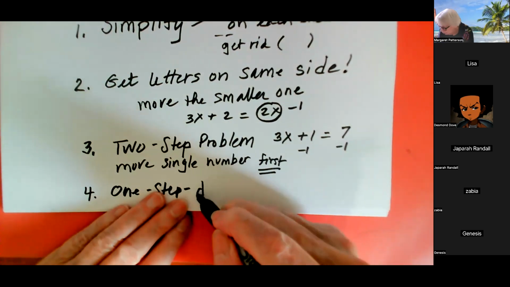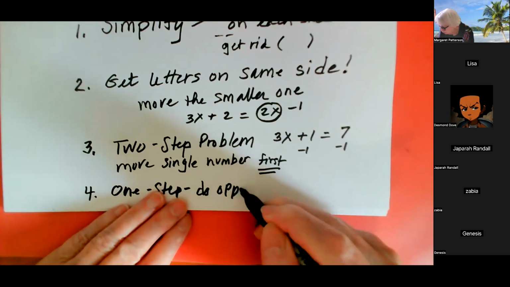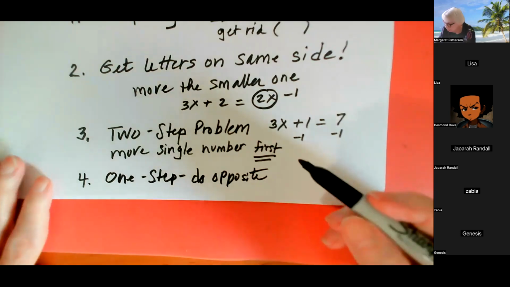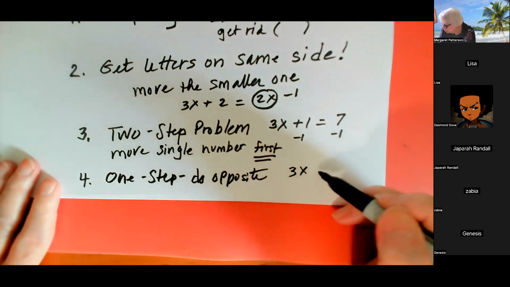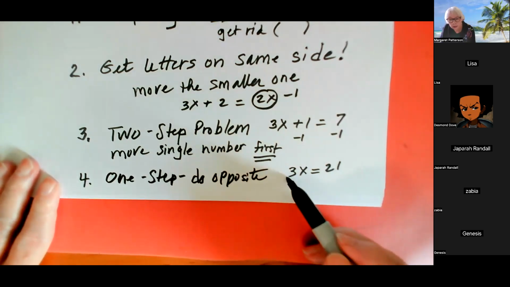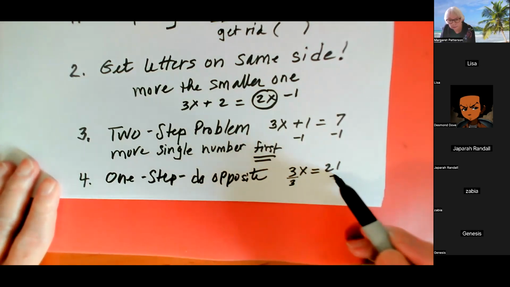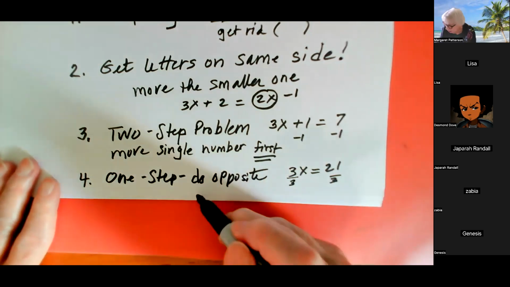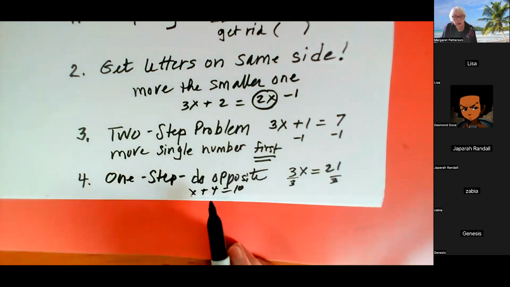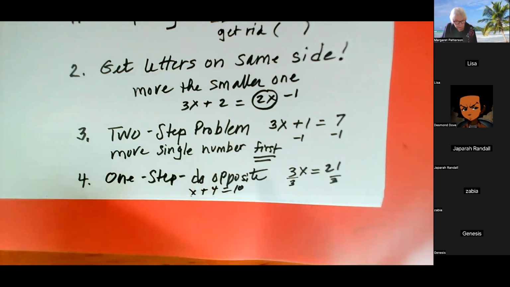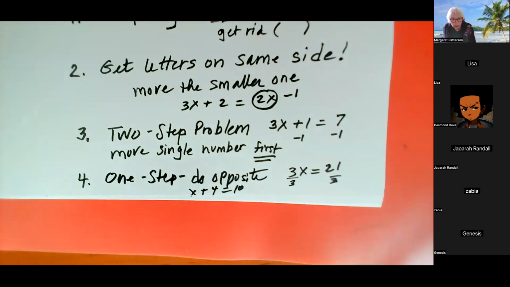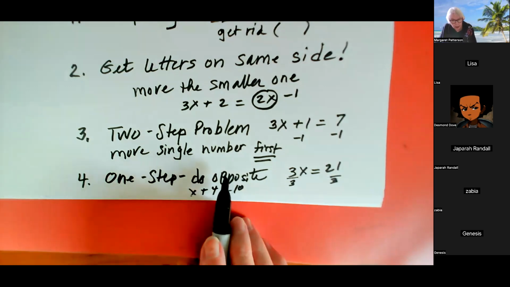And finally, number 4, it's just a one step. And all you have to do is do the opposite of whatever there is. So for instance, if it's 3x equals 21, the one step would be divide by 3. If it's x plus 4 is 10, the one step would be to subtract 4. So you do whatever one step is left. And so that's the very last step.